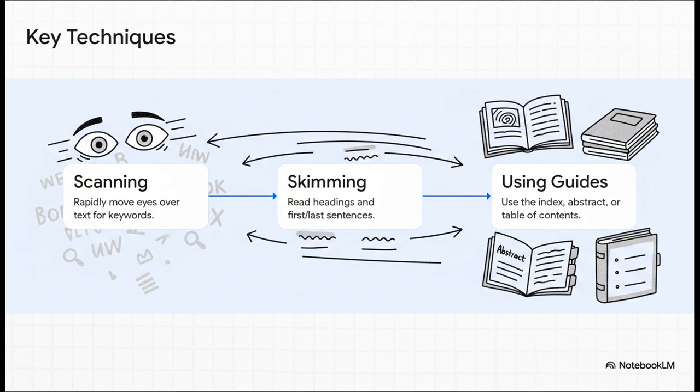You can scan, which is where you let your eyes just fly across the page looking for keywords. You can skim, just grabbing the main ideas from headings and maybe the first and last sentences of paragraphs. And you have to use the built-in guides, I'm telling you. The abstract, the index, the table of contents, they're your best friends here.